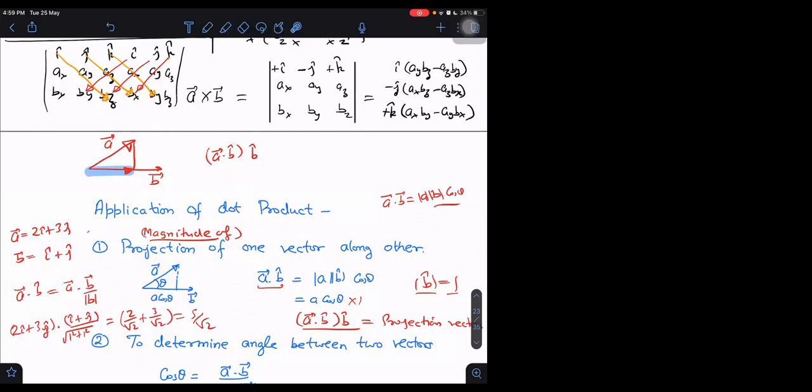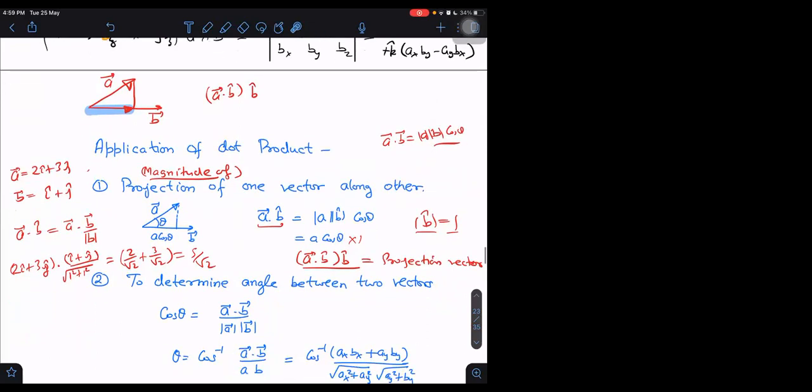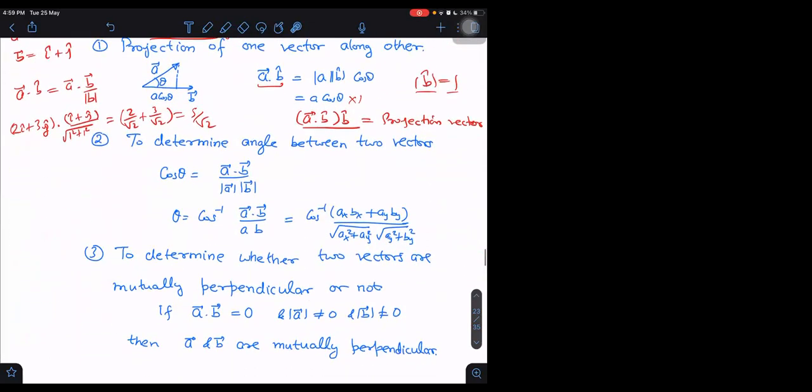Understood? We can also use it to determine angle between two vectors. And you understand how we can use it to determine angle between two vectors, because cos theta is A dot B upon magnitude of A into magnitude of B. How do we get this? By the definition of the dot product. What is the definition of the dot product? By definition, A bar dot B bar is equal to A into B into cos theta. So what I have done here, I have just taken AB and put it into the denominator on the other side. Then I'm getting cos theta. Then what will be theta? Theta will be cos inverse of A dot B upon AB.